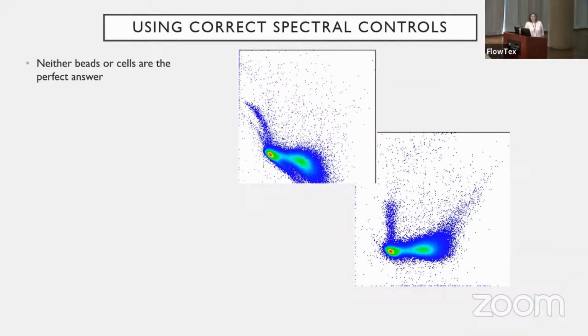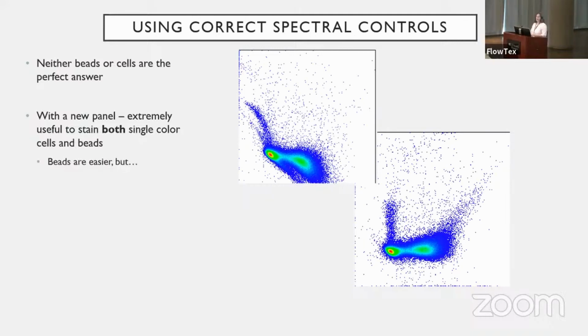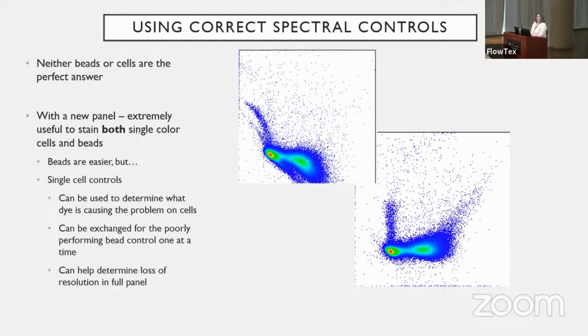So again, neither beads nor cells are the perfect answer. We already talked about all the work you're putting into sample prep, into your controls, and into your panel design. With a new panel, it is extremely useful to have both single colors and beads. The reason for this is, yes, the beads are easier, so I will always unmix with them first. But the single cell controls can be used to see which dye did not unmix properly if you see problems like this one up here on the right.